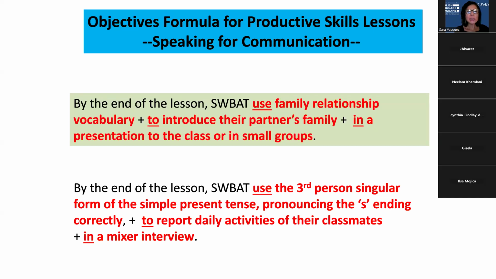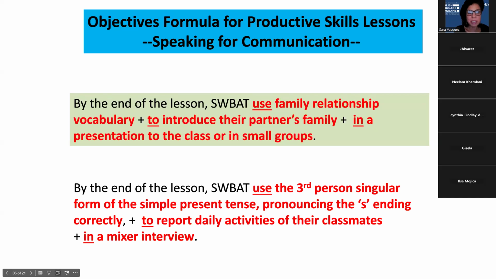Because look at the use, that's part of our formula. Use what? What linguistic component? The third person singular form of the simple present tense, pronouncing the S ending correctly. It's a mouthful, but it helps us to navigate our lesson and know how to test or assess our students' knowledge at the end.